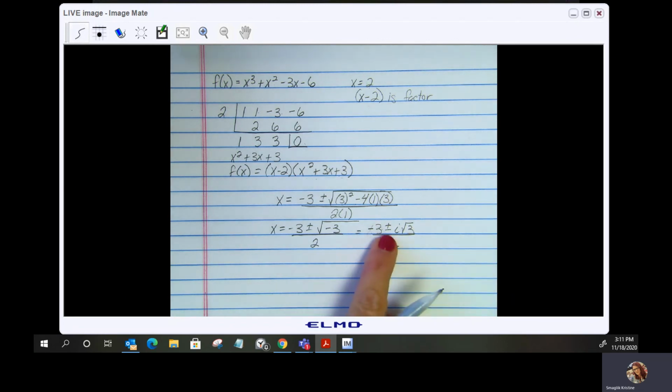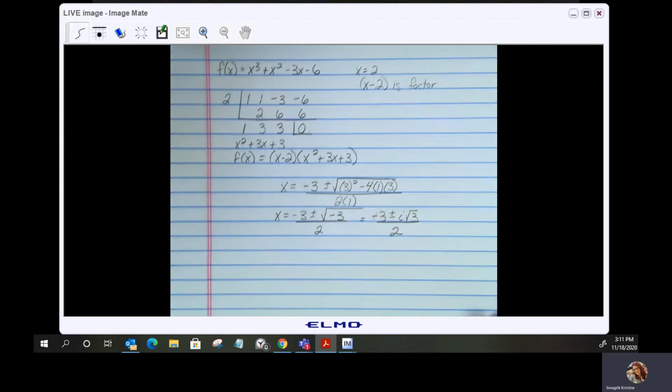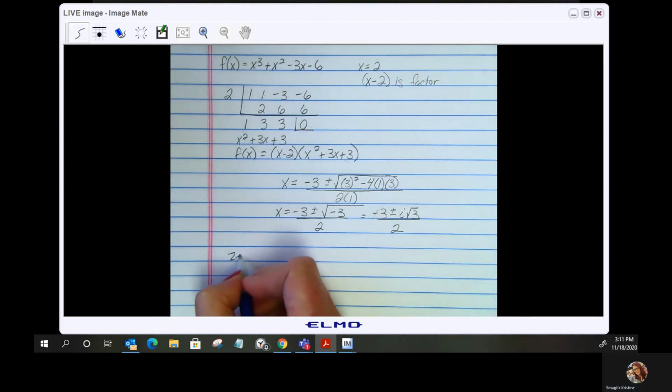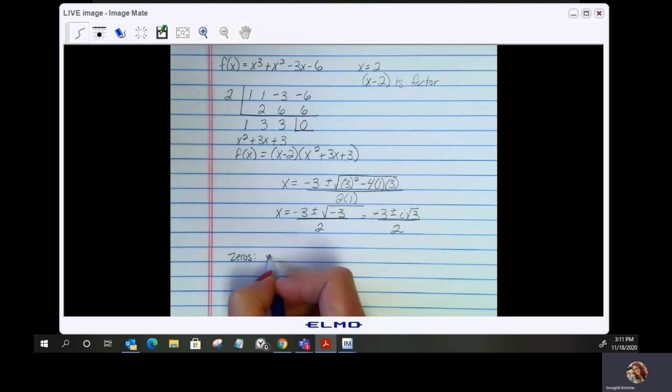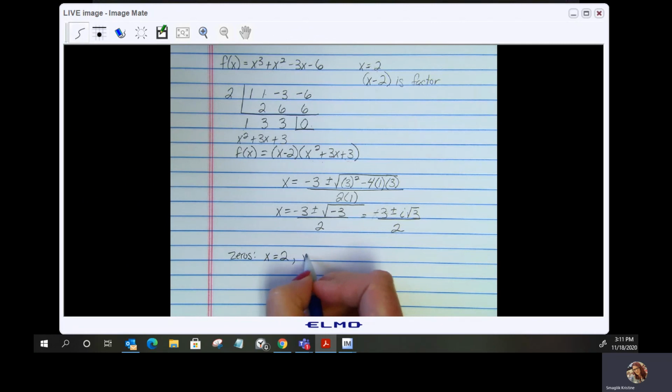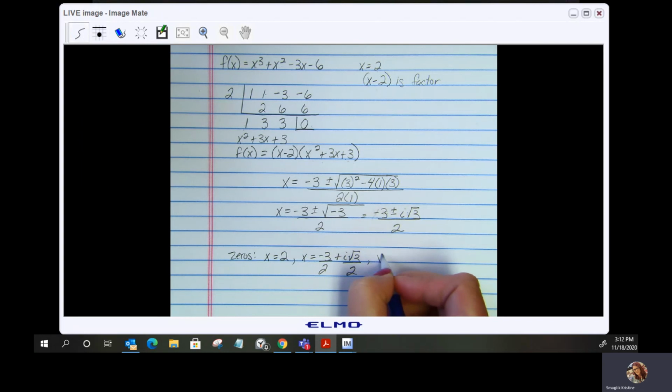Now notice you have two different zeros here. One is going to be the plus, one is going to be the minus. So let's write out our zeros. We have x equals 2. That one was given to us. We also have x equals negative 3 halves plus i times the square root of 3 over 2. I'm just breaking apart this fraction. And we also have x equals negative 3 minus i times the square root of 3 all over 2.